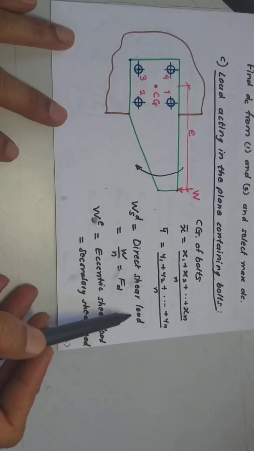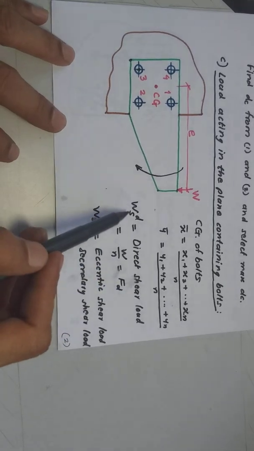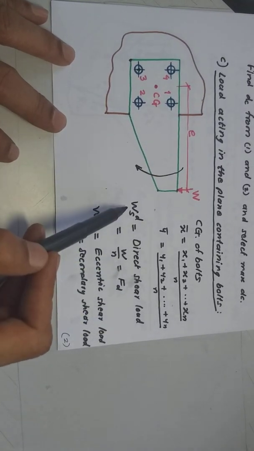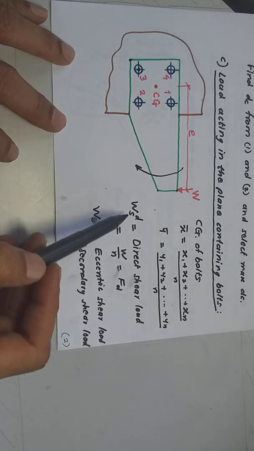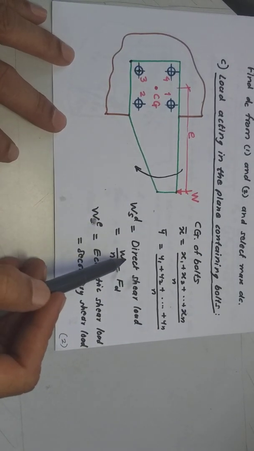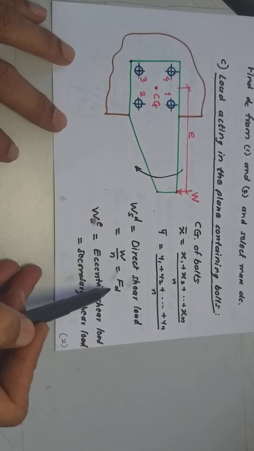So the direct stress in this case is going to be a shear stress. So the load on the bolt is direct shear load. That is the first type of load. So we say shear direct load is load upon number of bolts. This is a shear direct load.